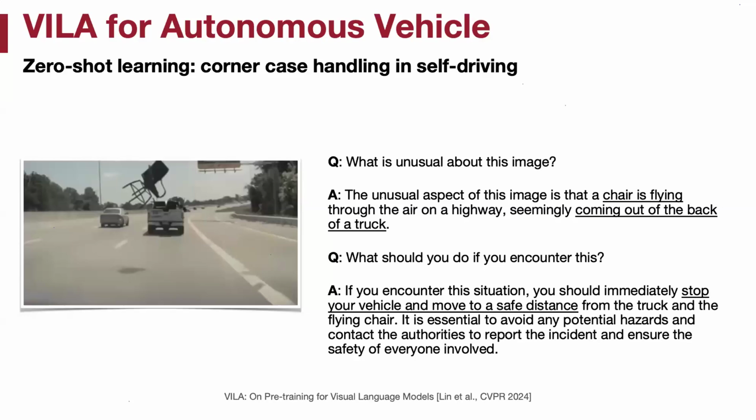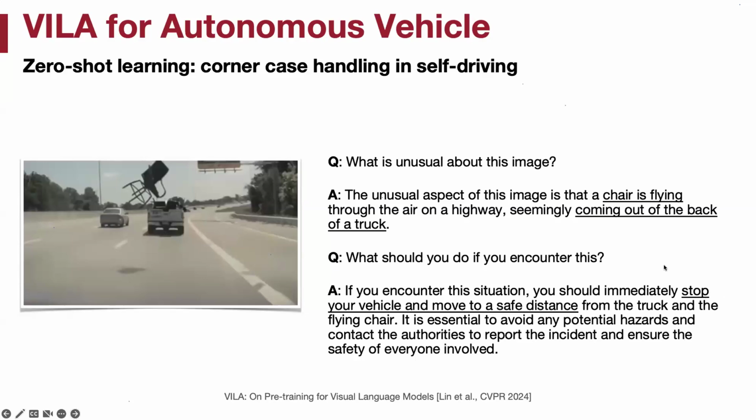It turns out this kind of unusual detection is a very strong trait for the visual language model. It is able to understand that this image behaves slightly differently, because the unusual aspect of this image is the chair flying through a truck on the highway. And what should you do if you encounter this?